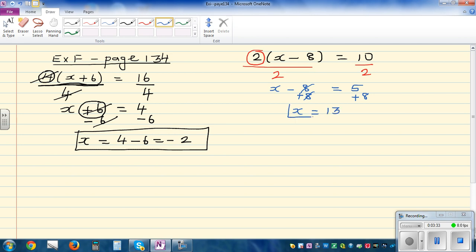You can always check your answer by putting the answer back in the equation. So let's put this back in this equation. What are we saying? 2 times 13 take away 8 is what? 2 times 5 is 10. That's the equation.